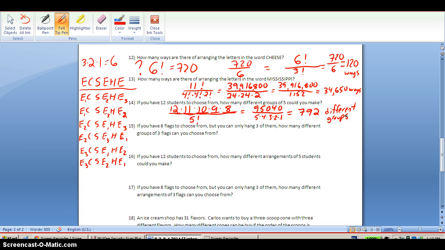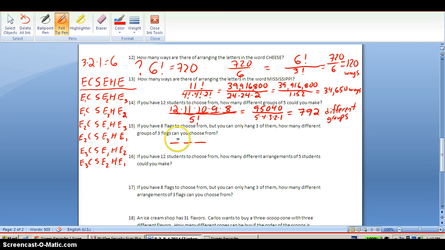Okay, given what we just did on number 14, choosing a group of 5 students from 12, see if you can do number 15 on your own, and get some help from the people next to you if you need it. This time we're going to make a group of 3 flags. We don't care about the order of them, and we're choosing from 8 flags. I'm going to stop it here, and then please bring it back up after you're done.